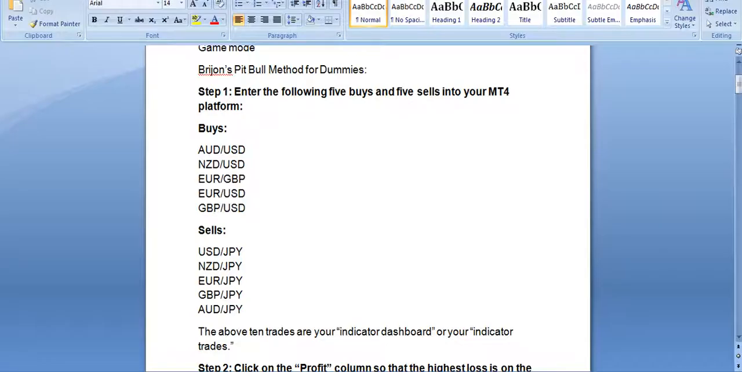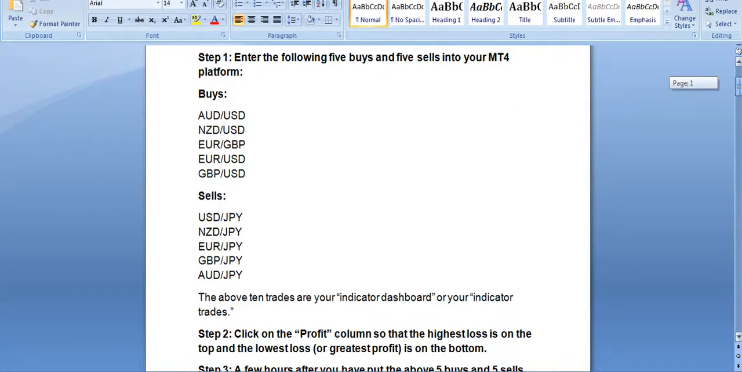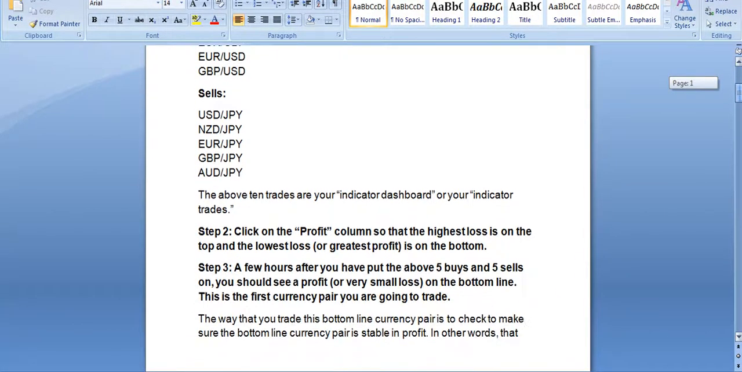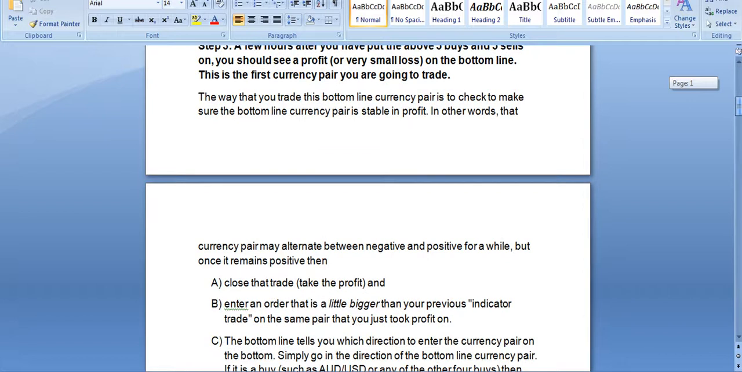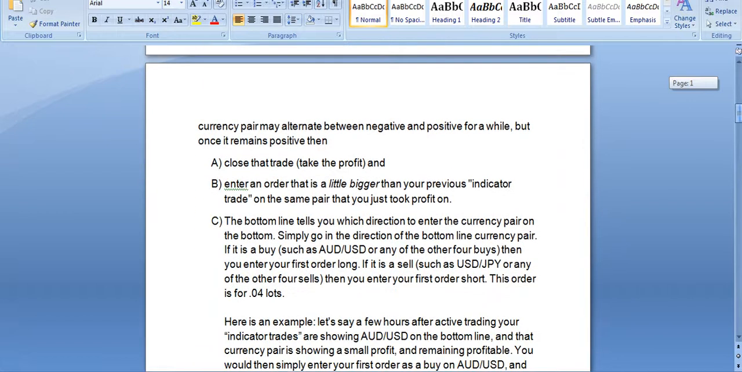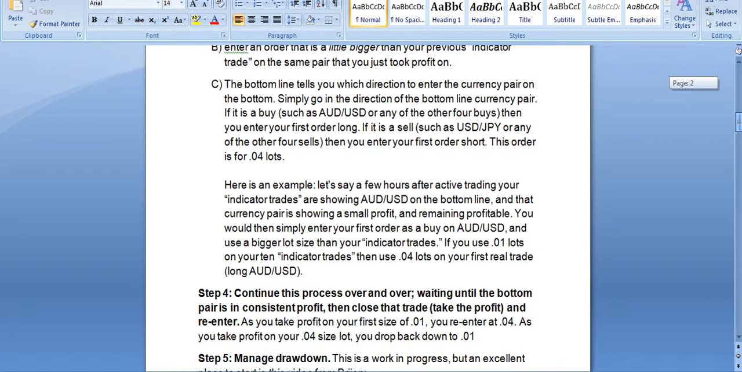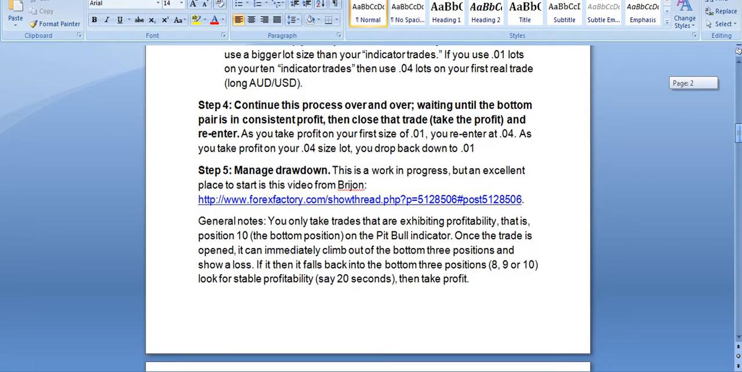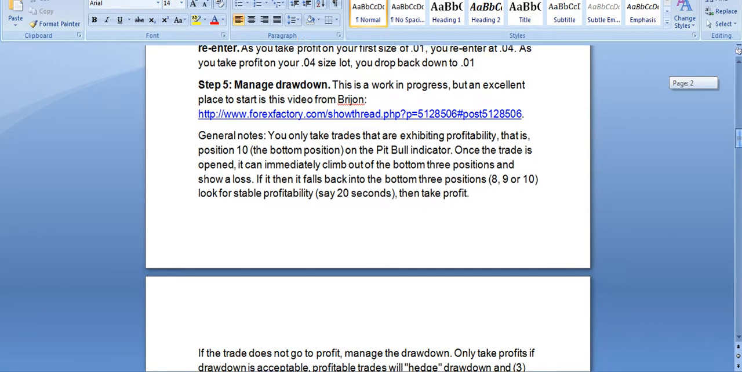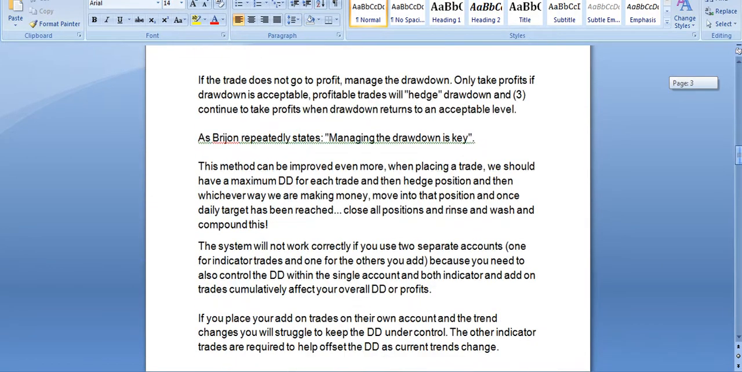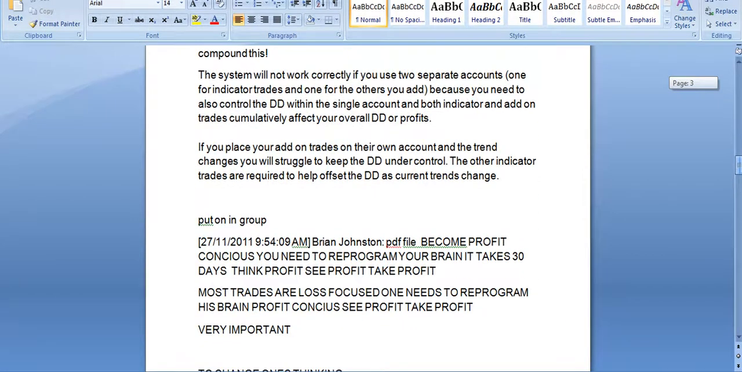Right, before we go on, I want to repeat this. The Pitbull method for dummies is clearly laid out here. I don't want to read it right through, but I think you should read it carefully, as this is like your main file. It gives you the basics of it. I don't think you need to make it more complicated than it is.